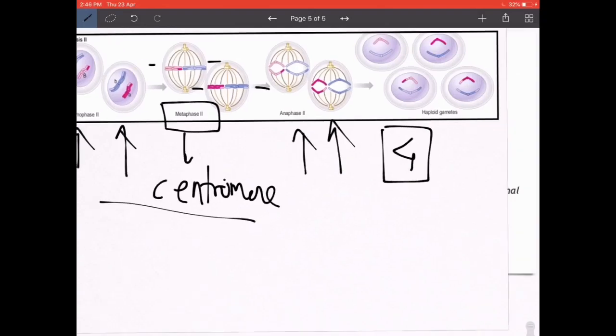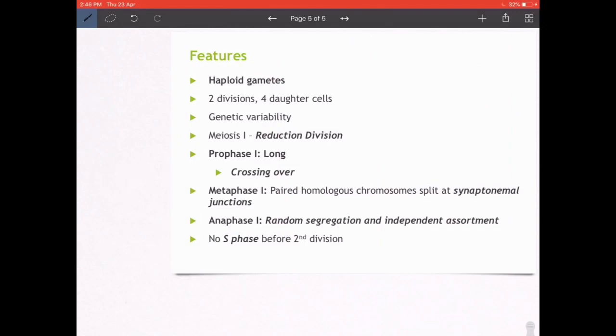So to summarize meiosis, here are some of the features which can also be used as differentiating points from mitosis. Point number 1, 4 haploid gametes are formed in meiosis as opposed to 2 diploid cells in mitosis. Number 2, the cells that are formed are genetically different from the mother as opposed to mitosis. Number 3, in meiosis I, there is a reduction division that takes place, and that is where the haploidy is induced.